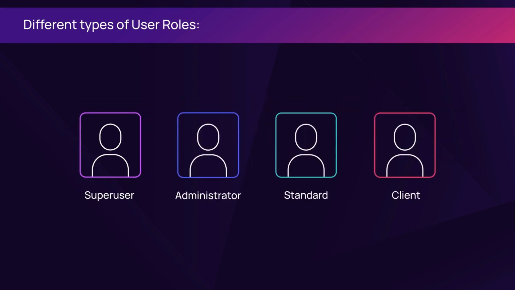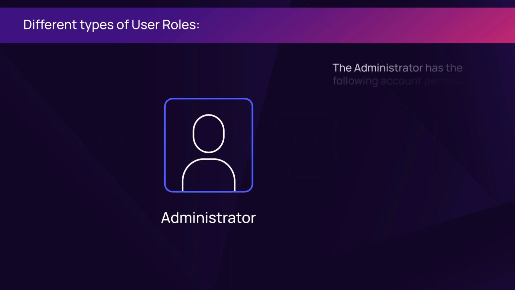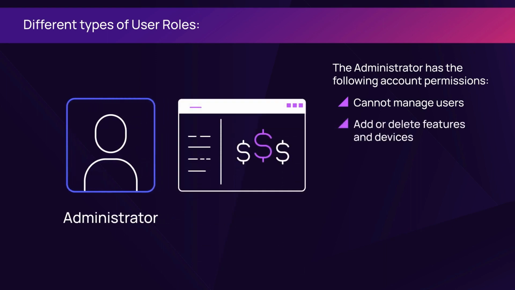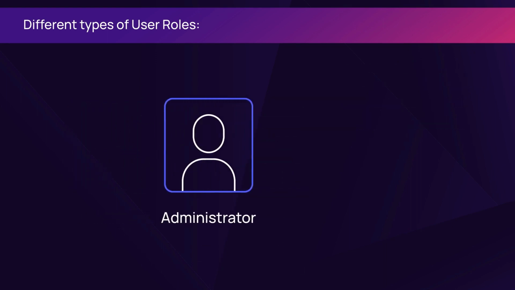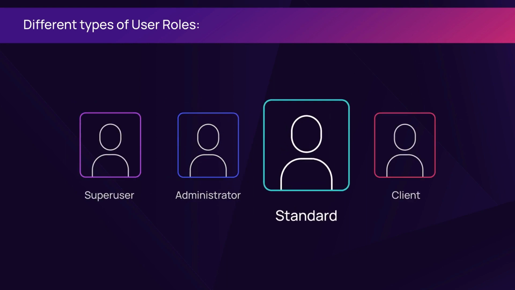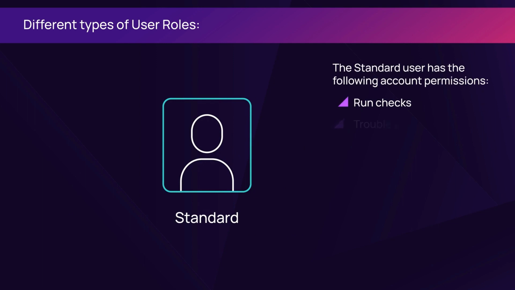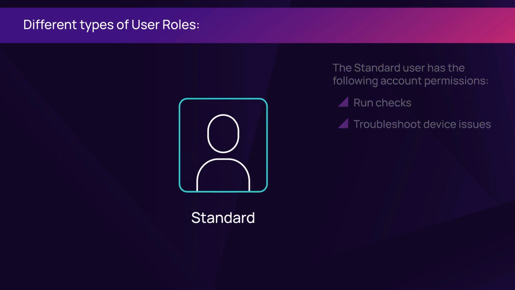The second type of staff-level user is an administrator. An administrator cannot manage users, but can make changes that affect billing, such as adding features or devices. A third type of staff-level user is a standard account. A standard user can run checks, troubleshoot device issues, and use the dashboard to solve technical problems. A standard user cannot add devices or make any changes that affect billing and access.